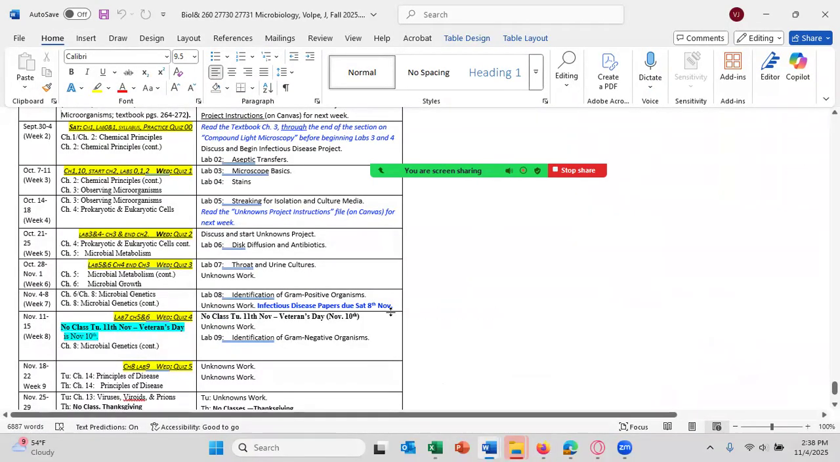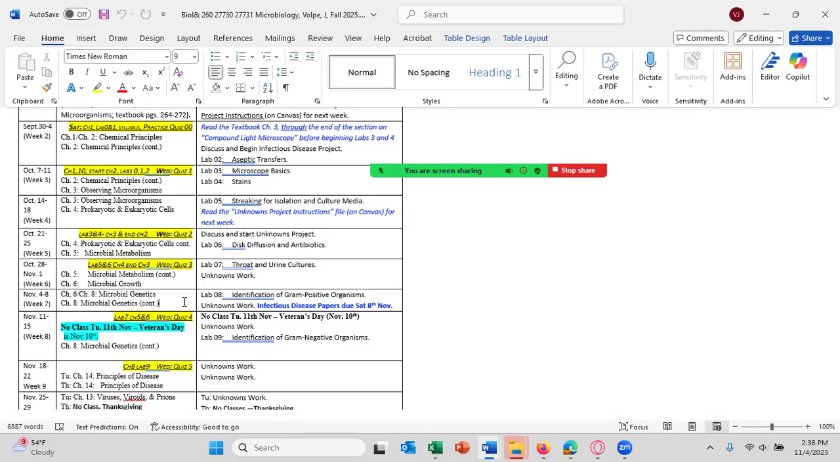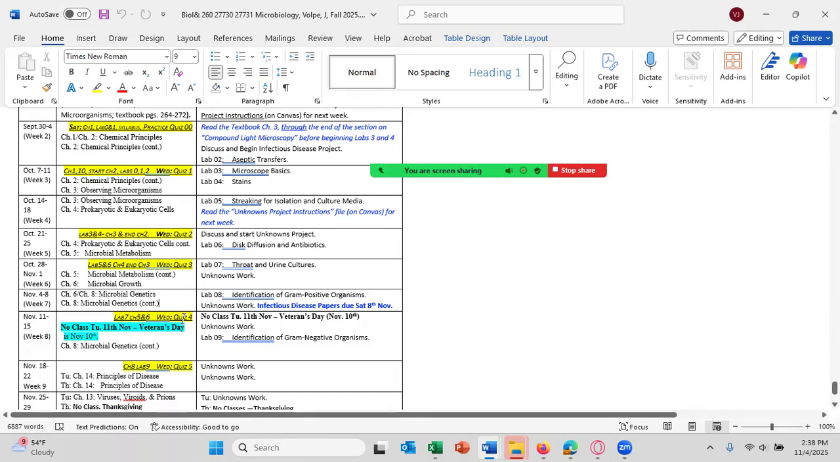So today is November 4th, and we are supposed to be doing Lab 8, identification of gram-positive organisms. Any question about any of that? Let me state that there was something that rolled over incorrectly from last term, and it had the quiz in the wrong date. I've now corrected that. It's following the date on the syllabus. We're having the quiz not this week, but next week, and that'll be quiz 4.